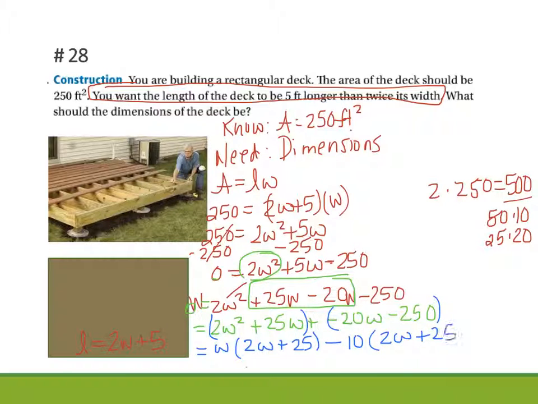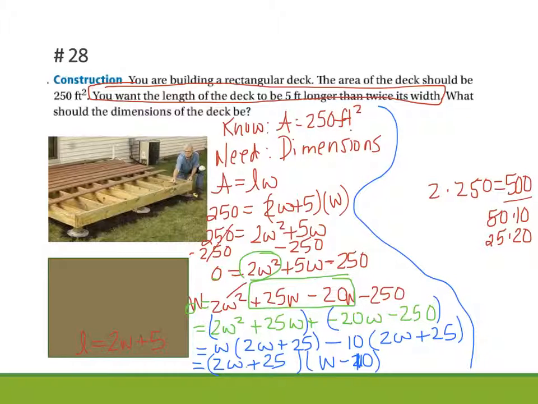Oh, this is working out great. So it looks like this will factor to 2W plus 25 times W minus 10. Oh, 10. Okay, we're in great shape now. Let me create a little bit of room on the side, and I'm going to erase what I have here. Give me a little bit more room to work the problem out.